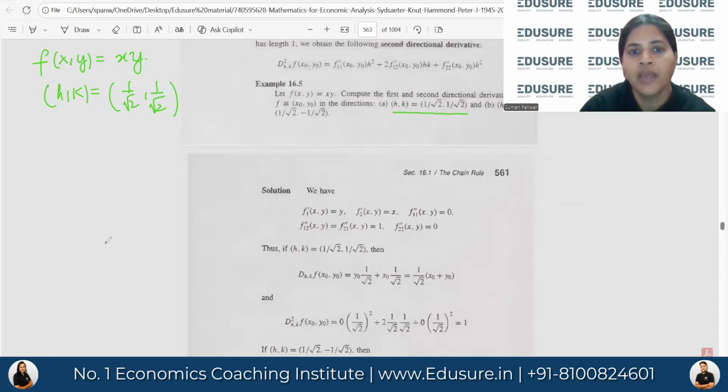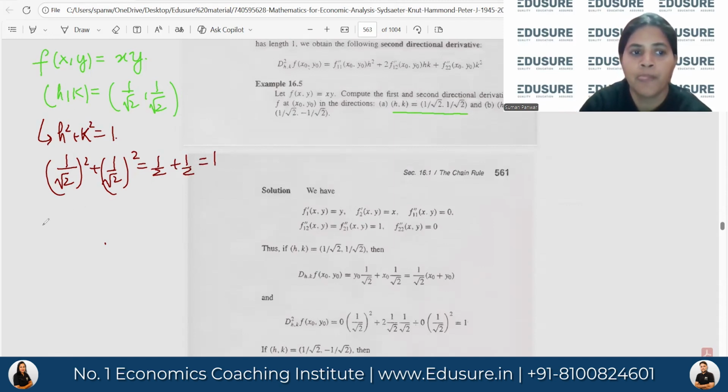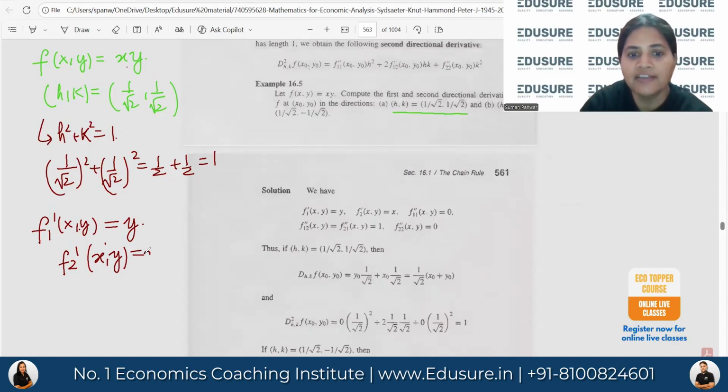And what is your point? x naught, y naught. So h comma k, let us first confirm that h square plus k square is equal to 1. So (1 by root 2) square plus (1 by root 2) square is going to be 1 by 2 plus 1 by 2, that is equal to 1. Now let us calculate f1 prime. f1 prime means the derivative with respect to the first variable, that is y. Then what is your f2 prime? f2 prime is the derivative with respect to the second variable y, that is x. So this is my f1 prime, this is my f2 prime.